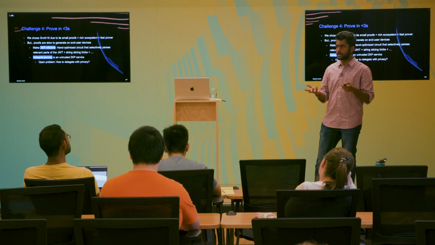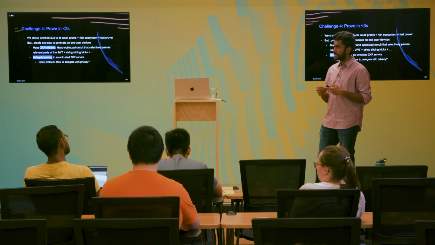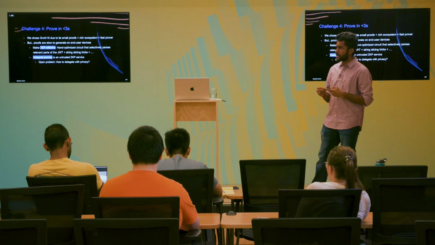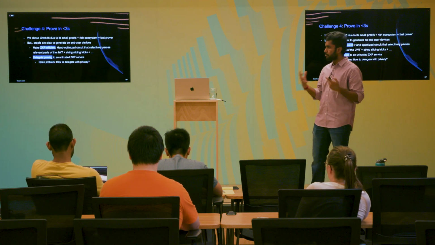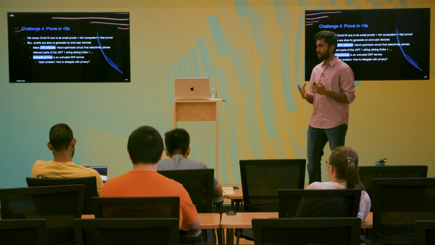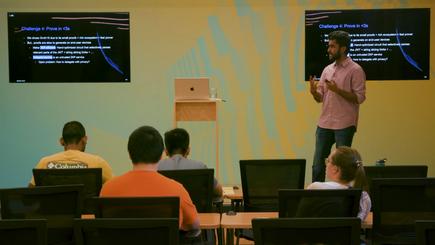But the problem with Groth16 is that these proofs are still slow to generate on end user devices, and so we came up with a hand optimized circuit that tries to minimize the zk computation as much as possible. Even then, in our experiments, it wasn't tenable to run them on user devices. For example, browsers were crashing when we tried to run it, not always, but once in a while, probably due to memory requirements.